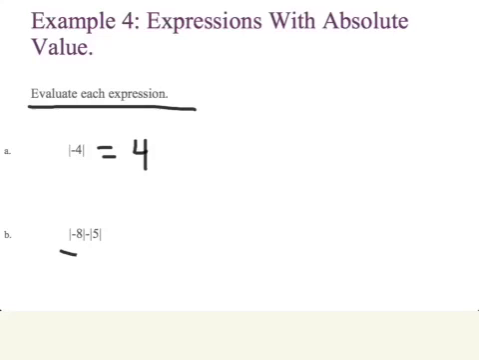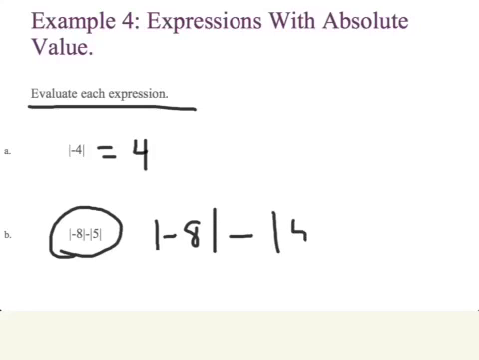Here, this is a little tricky. Let's think about what we have here. So first we're going to take the absolute value of 8, and then take the absolute value of 5, and then finally we'll subtract them. The absolute value of 8 is 8, the absolute value of 5 is 5, and then we subtract and we get 3.